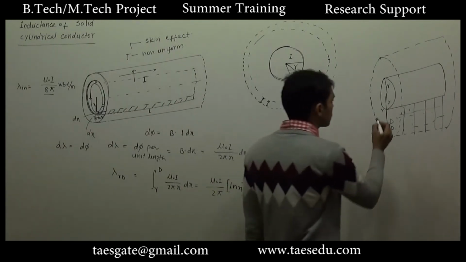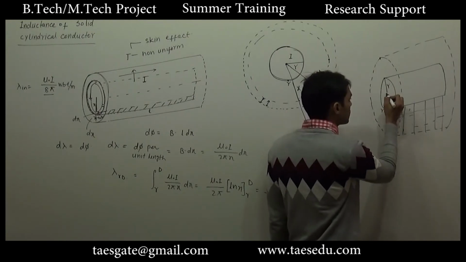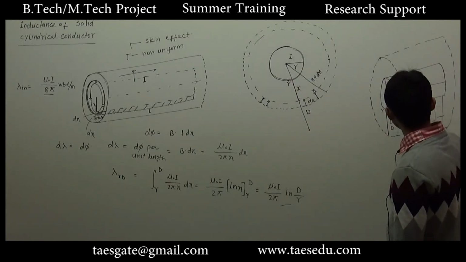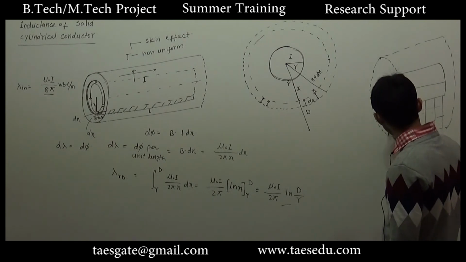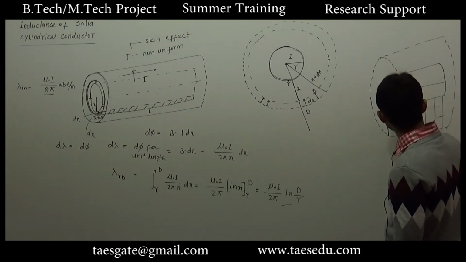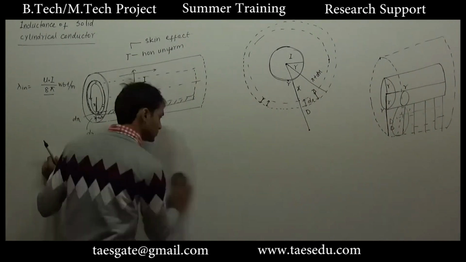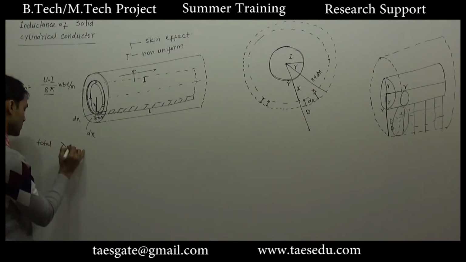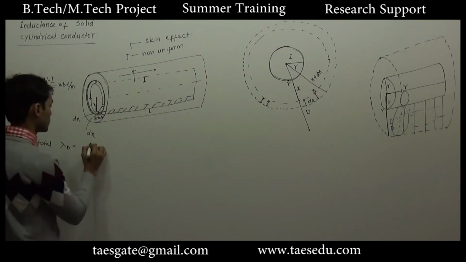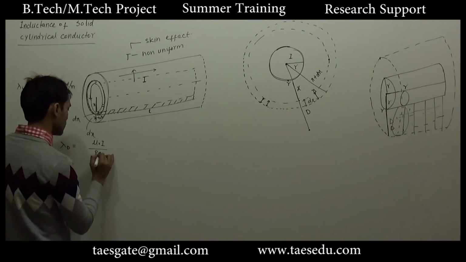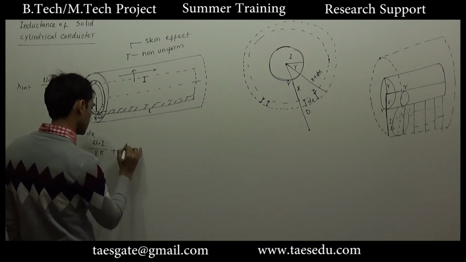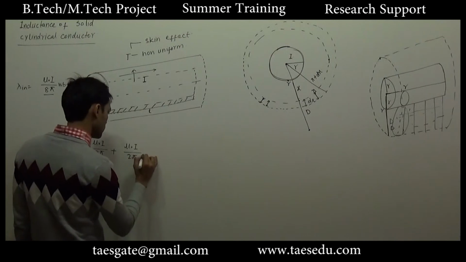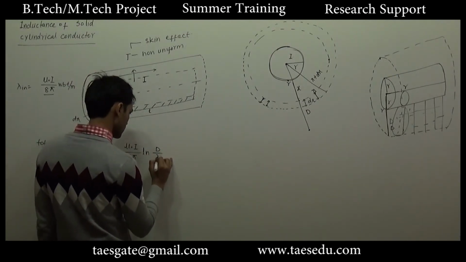Now if I ask you a question, what is the total flux linked through this conductor starting from the origin, or from the axis, to distance d? This will be the summation of inside flux and outside flux. So the total flux up to a distance d, which is linking with the conductor, is the inside flux mu naught I divided by 8 pi plus mu naught I divided by 2 pi ln d divided by r.